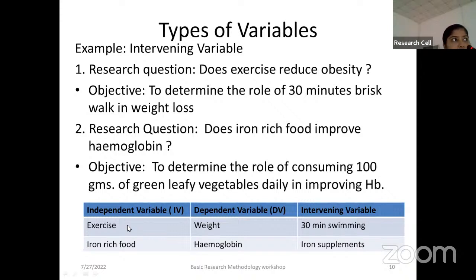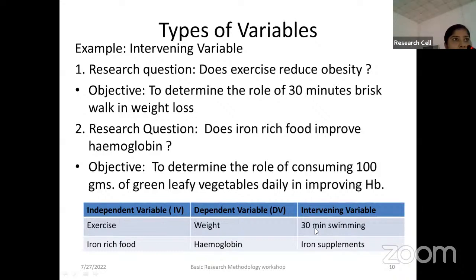Weight is going to change. So weight will vary. And the intervening variable would be 30 minutes of swimming. The same effect, weight loss, would also be present if the person is doing 30 minutes swimming also. So that would be an intervening variable helping to achieve the effect. It is helping, no? It is coming in the middle. It is intervening in the effect. What is the effect of our interest? The person should have weight loss to reduce obesity.